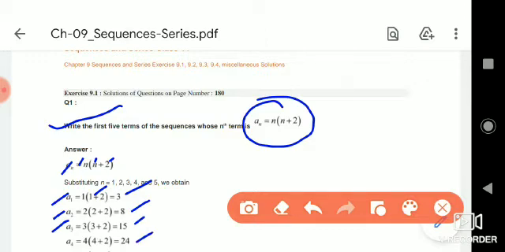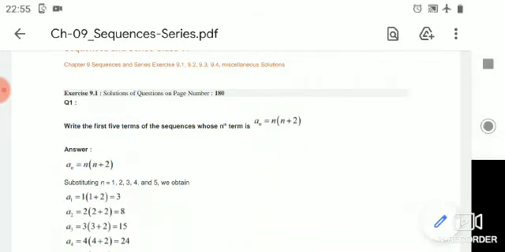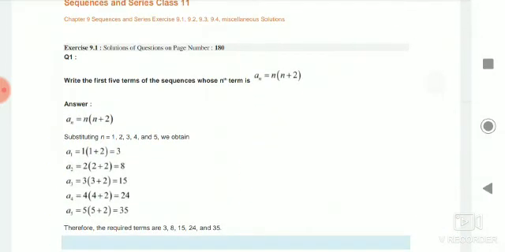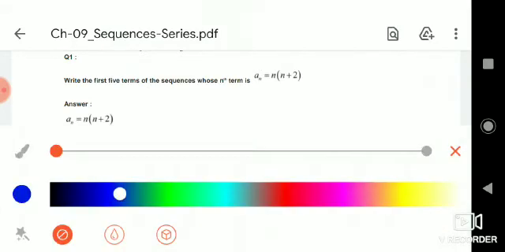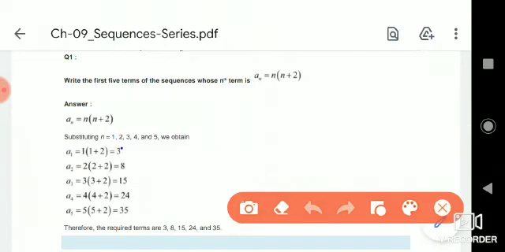If n is 4, we get 4 into 4 plus 2, that is 24. And if n is 5, then A5 equals 5 into 5 plus 2, that is equal to 35. Therefore the terms are 3, 8, 15, 24 and 35. Therefore the required terms in the given sequence are 3, 8, 15, 24 and 35.